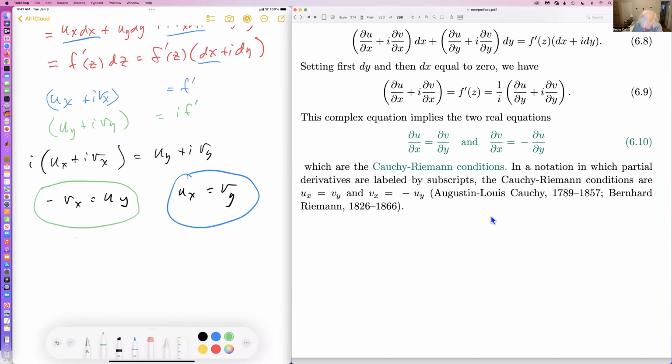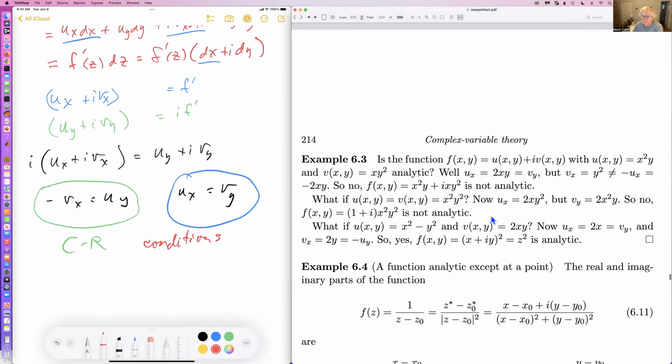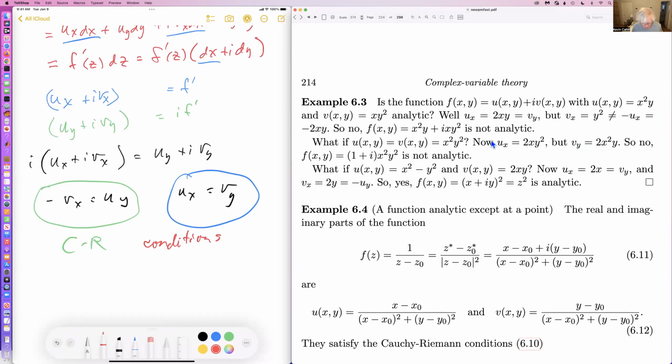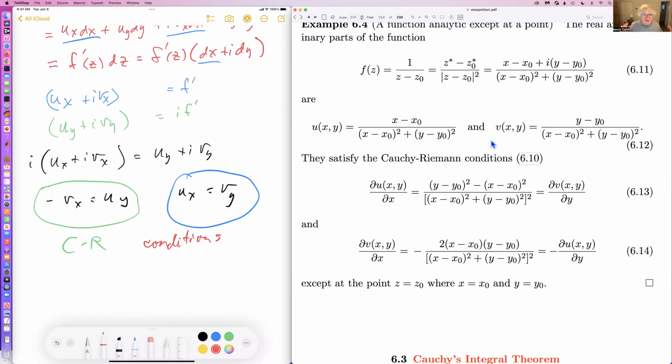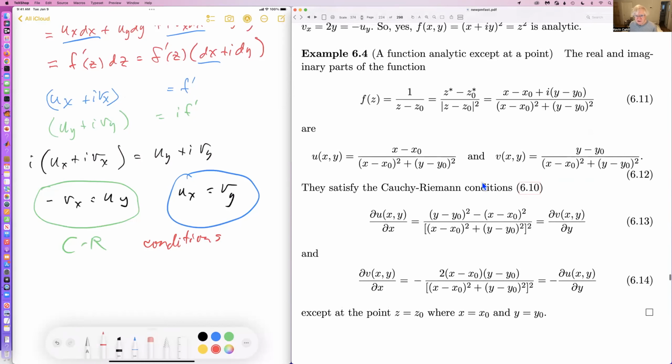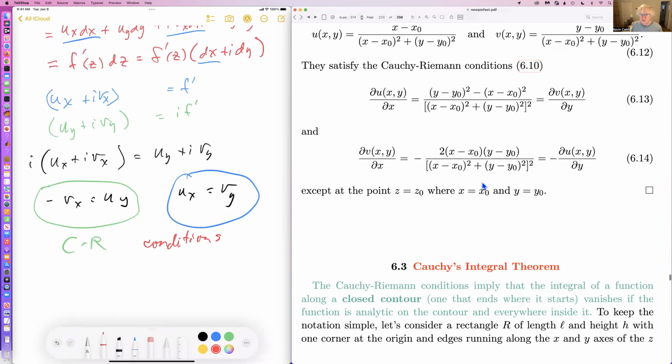So we can say these are the CR conditions, and that's how you tell if a function is analytic. And here are some examples. As I said a moment ago, most functions are not analytic. Analytic functions are very, very special. In the space of functions, they're a space of lower dimension than the whole space, and you can think of them as a set of measure zero, which is a fancy way of saying it, but that's beside the point.